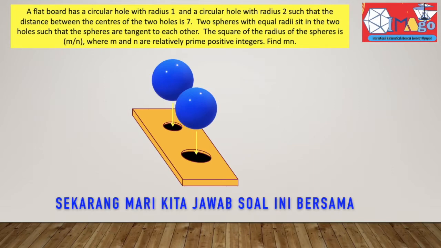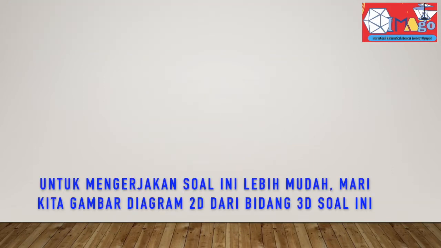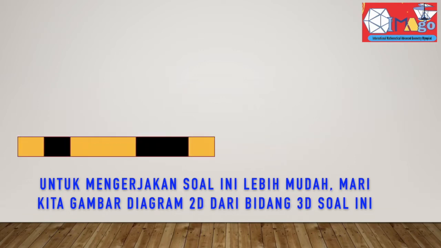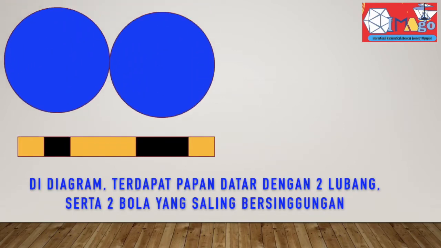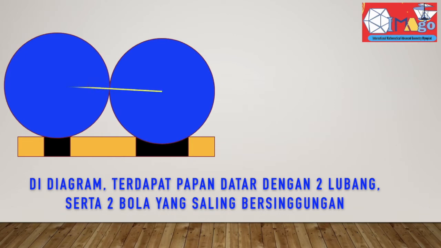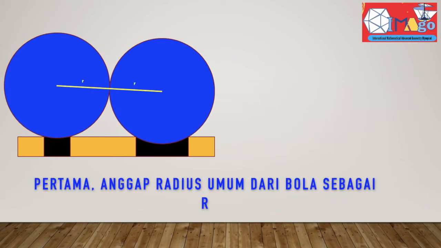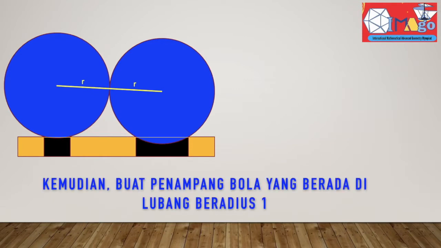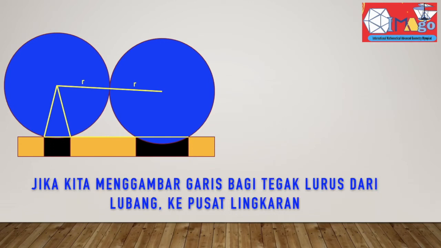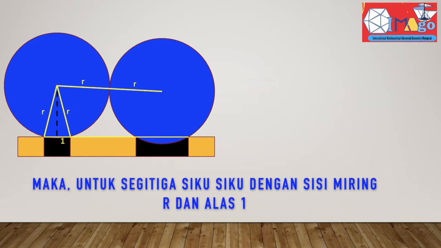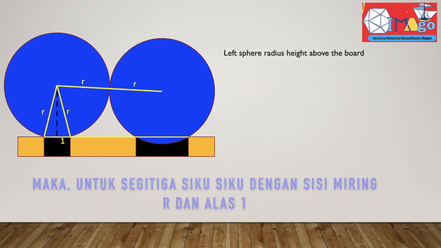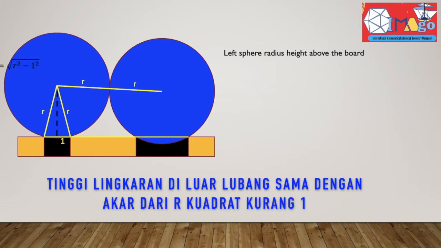Now let's answer this question together. To better answer this question, let's draw a two-dimensional diagram for these 3D objects. In the diagram, we have a flat board with two holes and two spheres that are tangent to each other. First, let's set the common radius to r, and then take the cross-section of the sphere sitting in the hole of radius 1. If we draw the perpendicular bisector of the chord of the hole through the circle, this line goes through the center. For a right triangle with hypotenuse r and base of 1, therefore, the height of this circle outside of the hole is root of r squared minus 1.